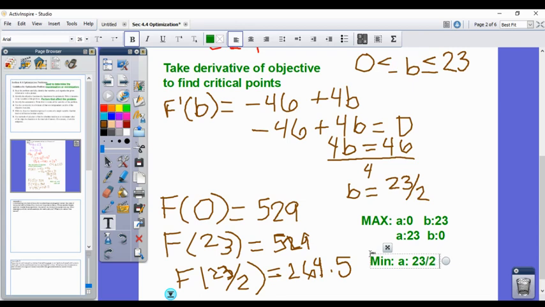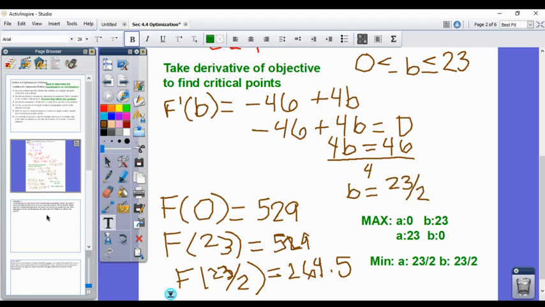And how did I know that they were both going to be 23 over 2? I simply just solved once I had b was 23 over 2, and I knew that they had to add to 23 over 2, what did a have to be to make that be true? Okay. And then that's it.